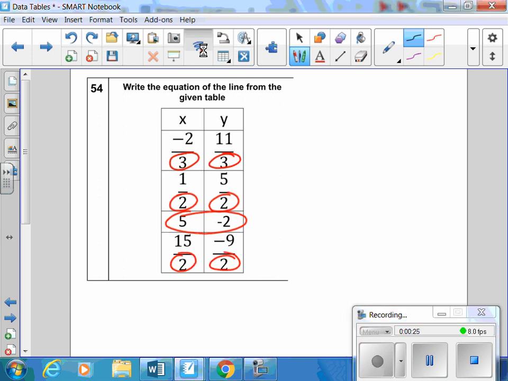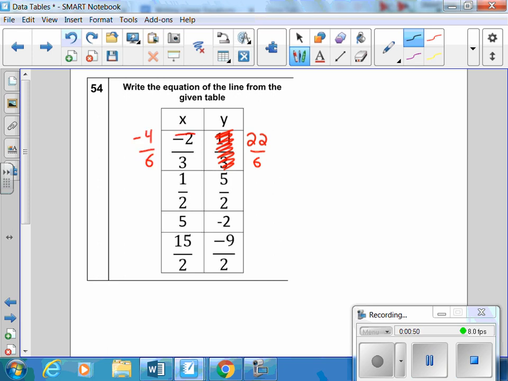So a common denominator between 2 and 3 would be 6. So let's make sure we have 6 as our denominator. For this top fraction here, to have 6 as our denominator, we need to multiply the top and the bottom by 2. So this will become 22 over 6. So we no longer have this. Let's do the same thing in the other fraction. Multiply the top and bottom by 2, and we have negative 4 over 6. So that's no longer here.